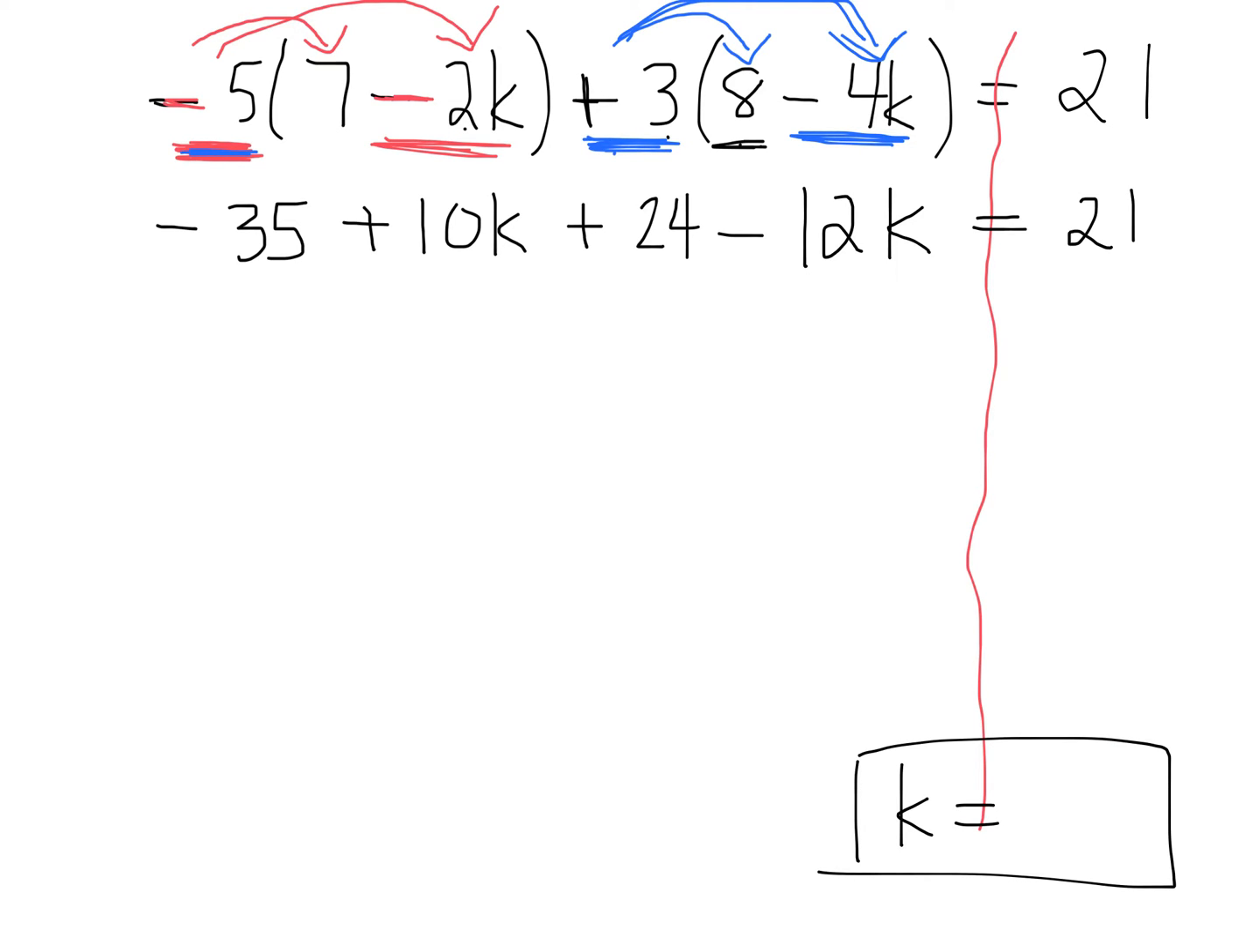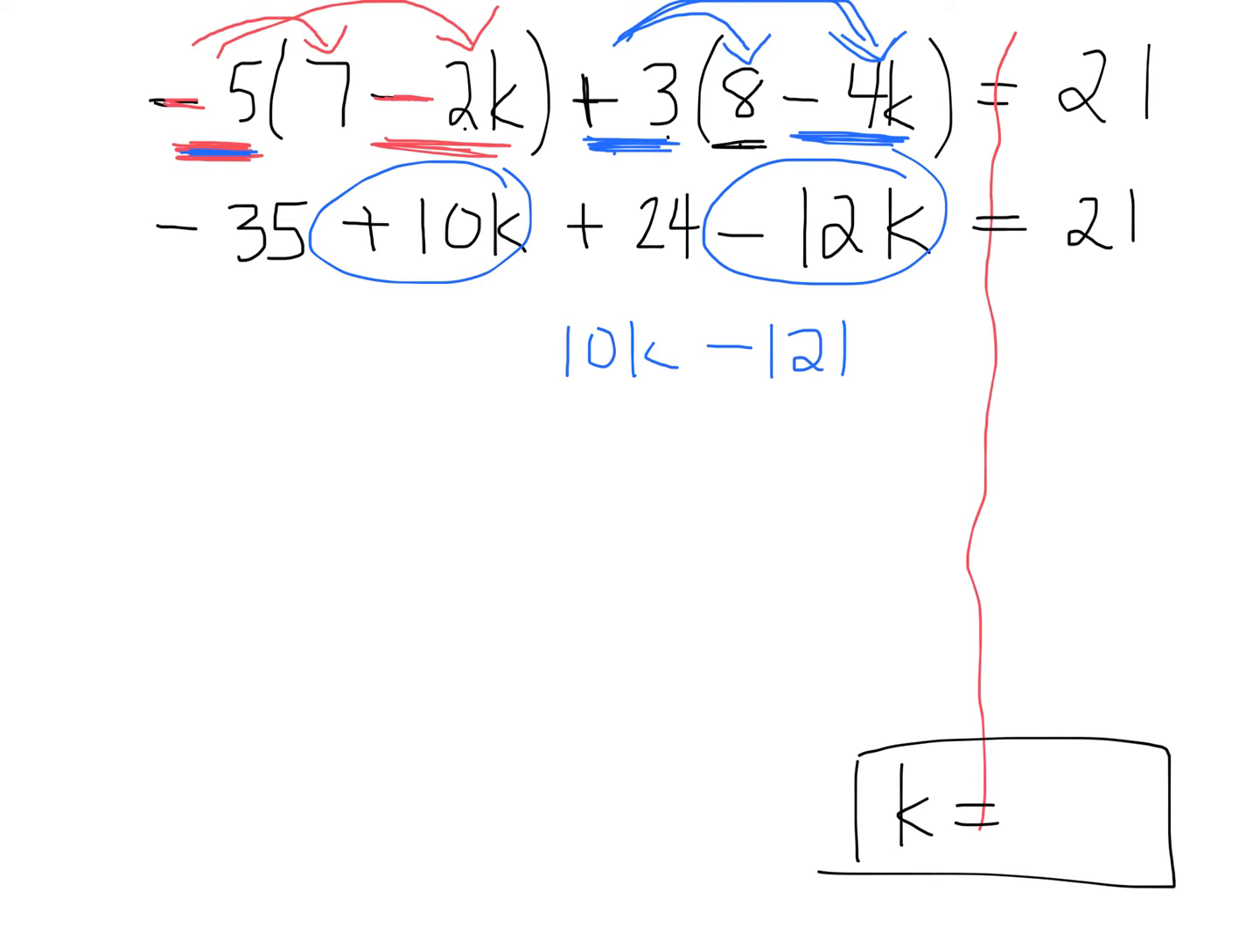Yes. You want to collect all your like terms. You want to simplify this. I have a 10k and I have a negative 12k. Let's simplify it. Instead of saying 10k, let's put these together. So we have 10k, take away 12k. I just want to keep my variable terms on the left side, okay? Because you can only add like terms together. On the right side, I have my 21, right?